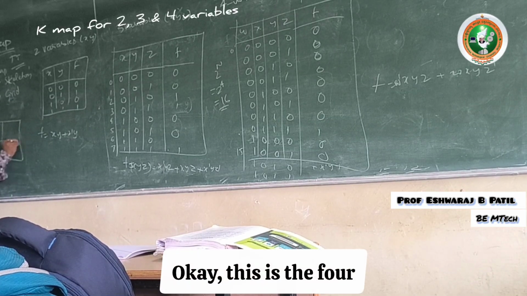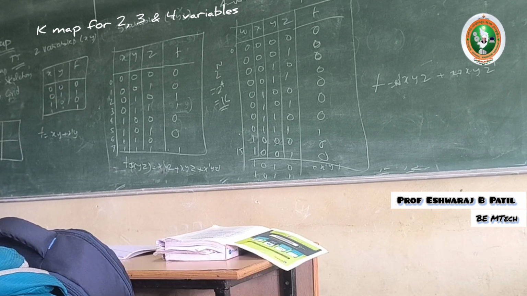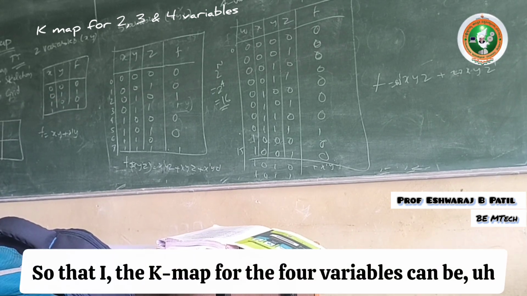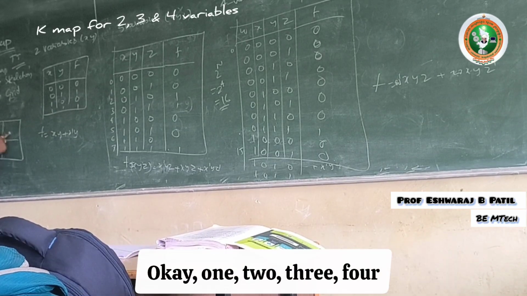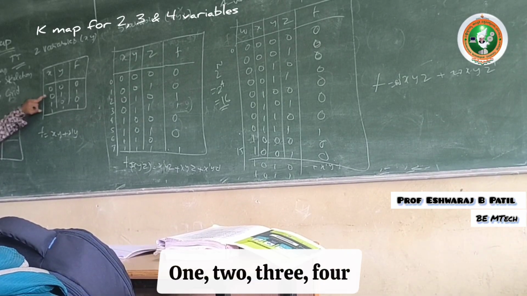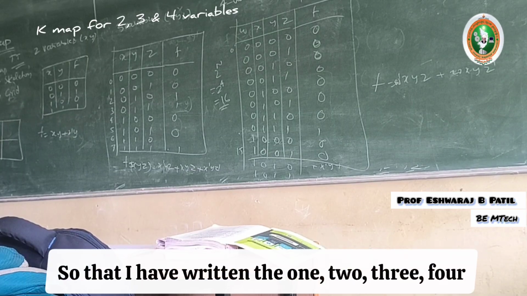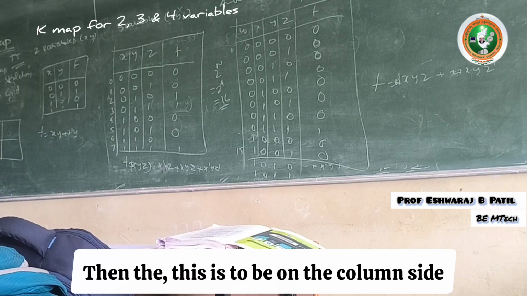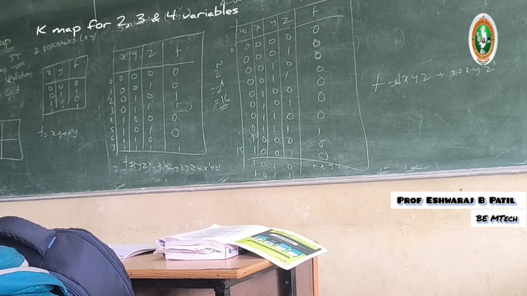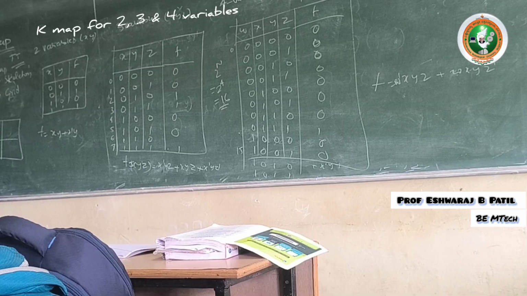These are the 4 combinations. So the K-map for 2 variables can be in grid form here, 1 2 3 4, 1 2 3 4. So I have written 1 2 3 4. Then this is to be on the column side. On the row side, I will consider the variable x.